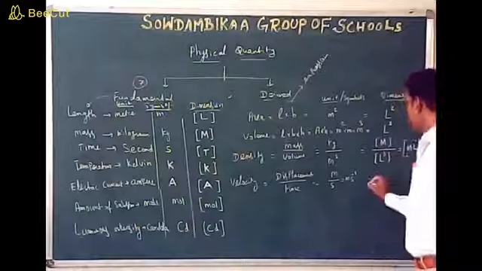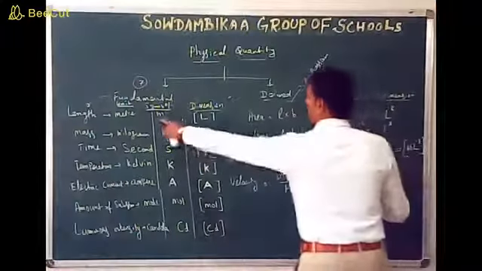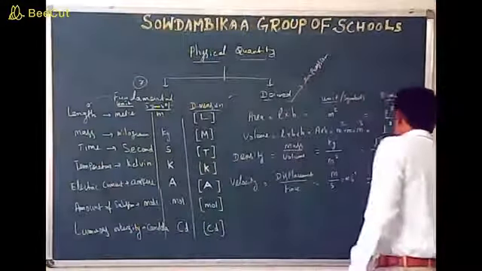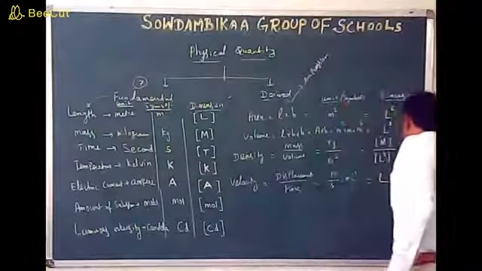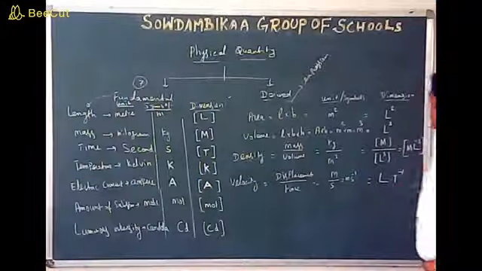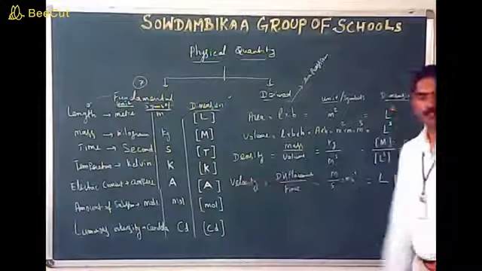Then the dimensional formula: the dimensional formula for meter is L, and the dimensional formula for second is T, so T power minus 1. T inverse. So the dimensional formula for velocity is L T power minus 1.